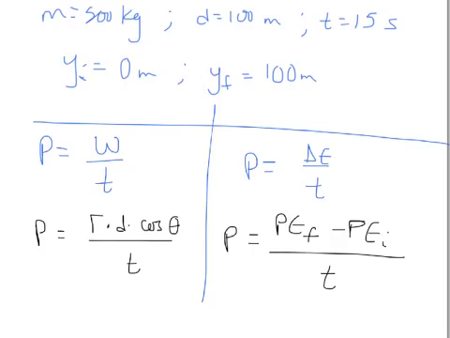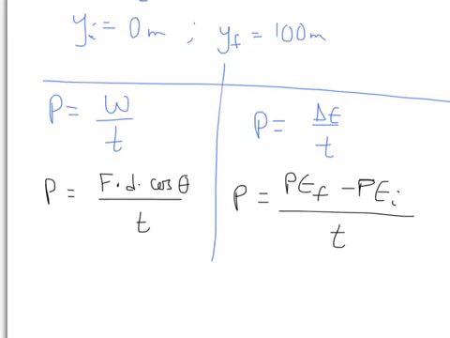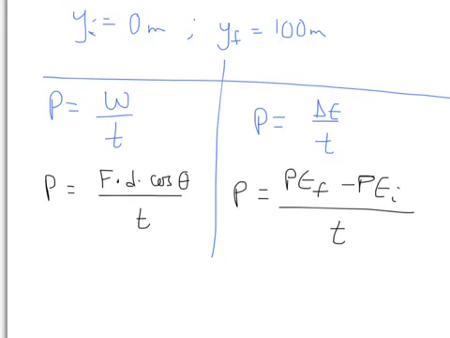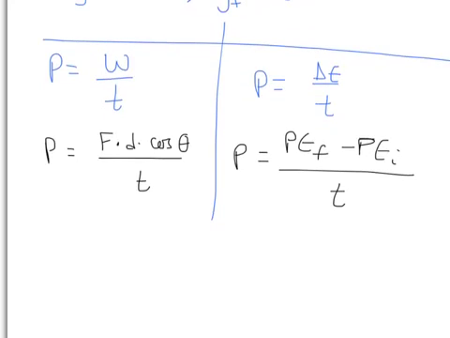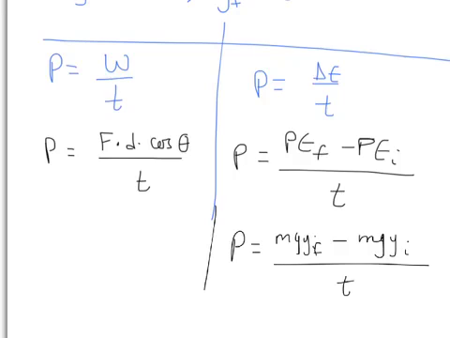Zero. Why can I make zero there? Who can tell me why would it be zero? You're starting off with the ground, which is 0, and then anything times 0 is 0. Yeah, anything times 0 is 0. And if you remember your formulas, it has no height. So here's our formulas. Ready? This would become the following: mgyf minus mgyi all over t. But this has no height in the beginning, so it doesn't matter.